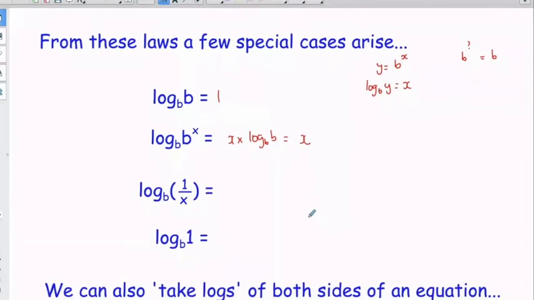The third kind of special case that you might want to be able to rewrite is when you've got a reciprocal. Because what we can do here is rewrite this as x to the power of minus 1. Because I can then use my power rule and bring it to the front.